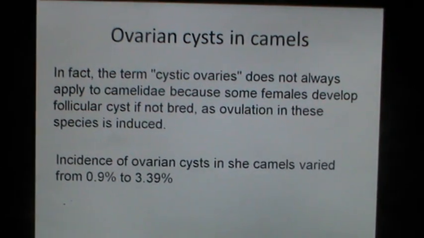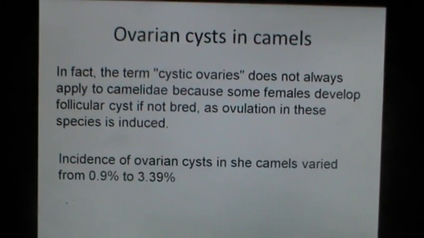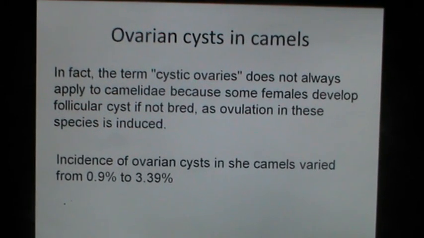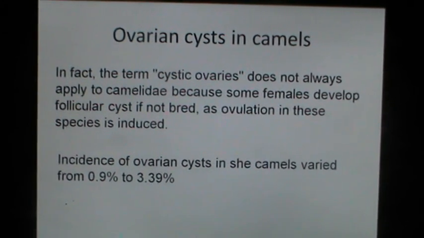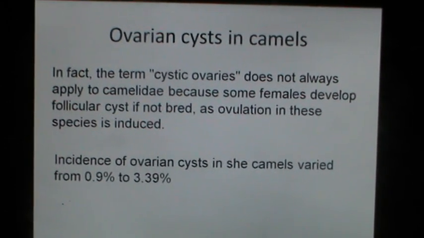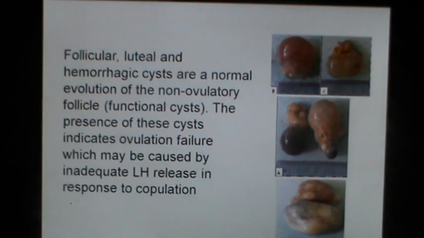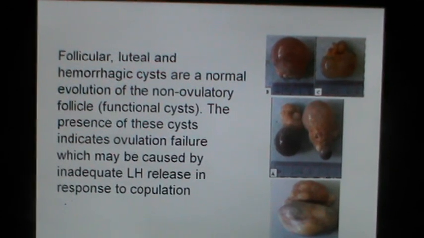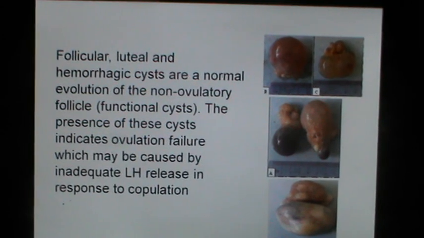Now we discuss something about the ovarian cysts in female camels. In fact, the term cystic ovaries does not always apply to Camelidae because some females develop follicular cysts if not bred, as ovulation in these species is induced. Incidence of ovarian cysts in she camels varied from 0.9% to 3.39%. The follicular, luteal and hemorrhagic cysts are a normal evolution of the non-ovulatory follicle, the functional cysts. The presence of these cysts indicates ovulation failure which may be caused by inadequate LH release in response to copulation.